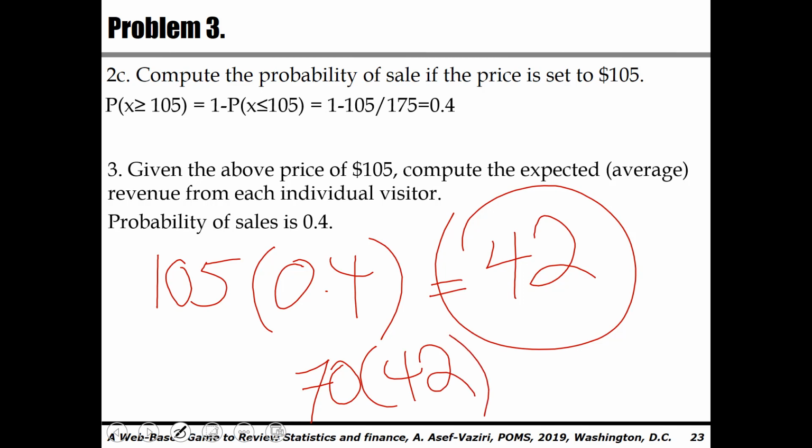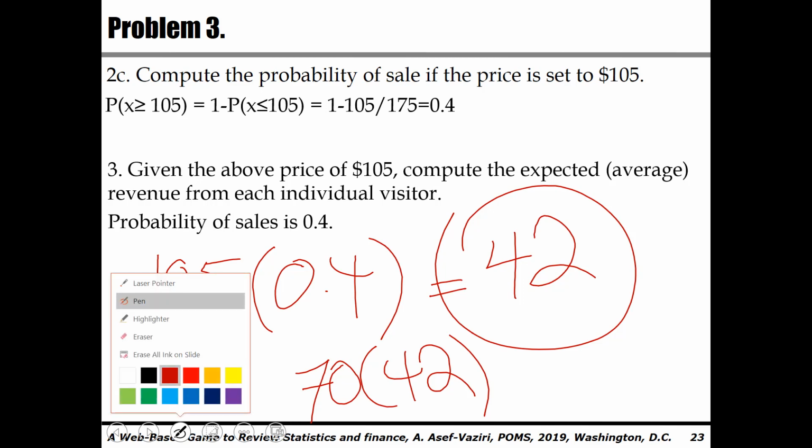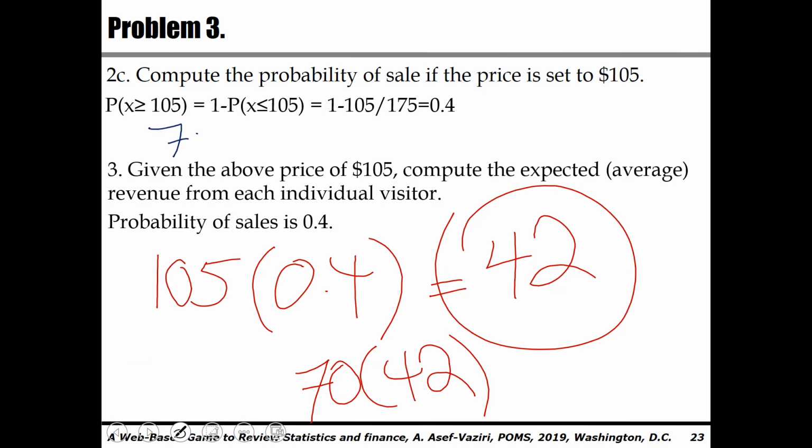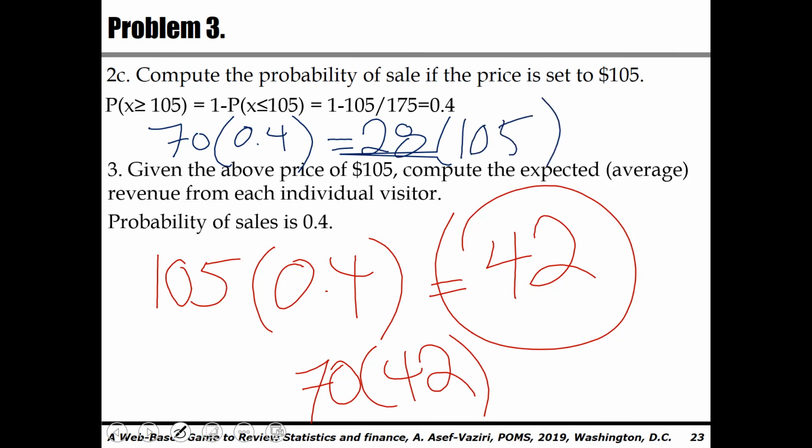We could have looked at the same problem from another angle. How many people visit us? 70. What is the probability of purchase? 0.4. Therefore, out of all customers, out of 70 customers, only 28 of them purchase our product. How much do they pay for this product? Very interesting, 105. If you multiply these two numbers by each other, it is equal to these two numbers.